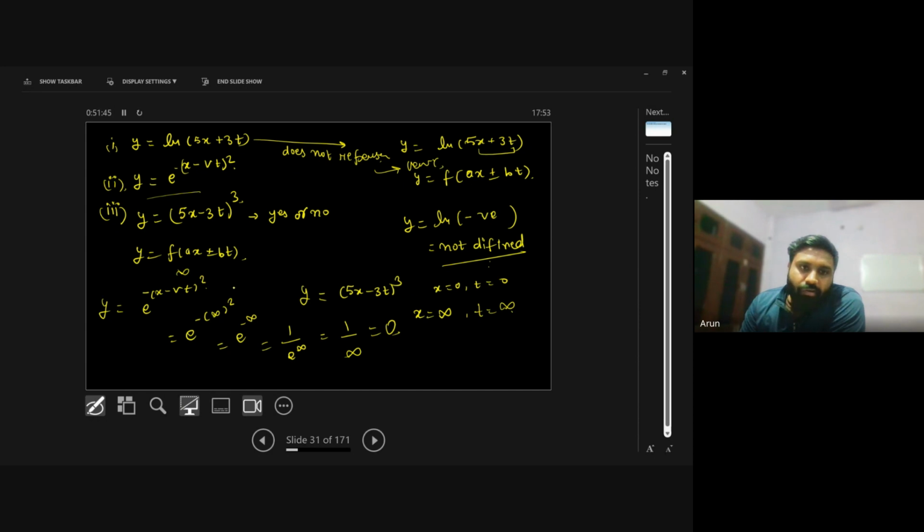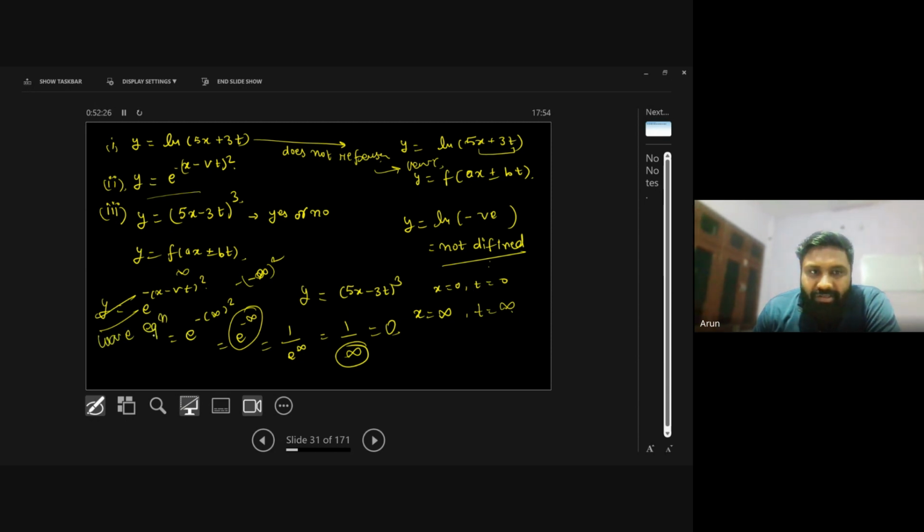What if I put the value here as minus infinity? The square, minus infinity square, will become plus infinity. And then again the minus outside, so again we get e raised to the power minus infinity, which is 1 upon e raised to the power infinity, which becomes 0. Which means for 0, higher values and lower values, this y is defined for all the values of x. So we can say that this represents a wave equation.